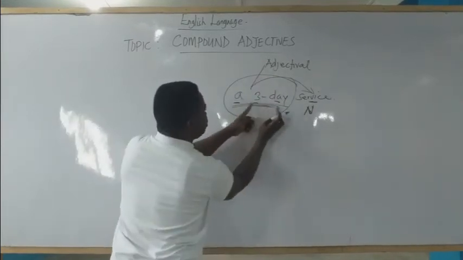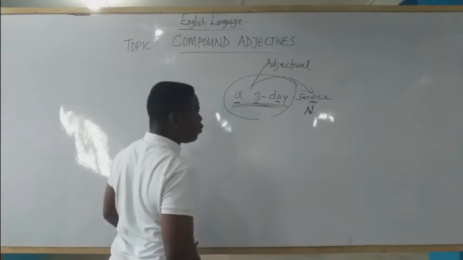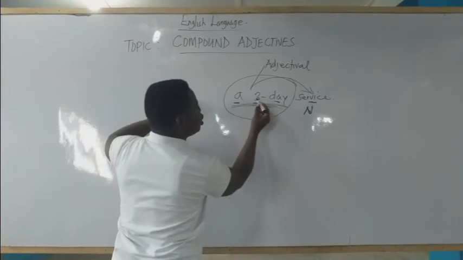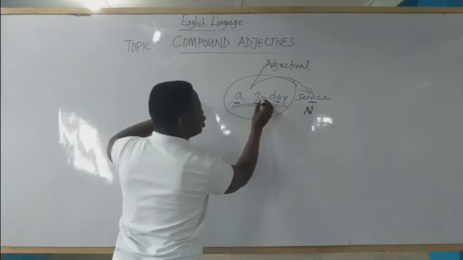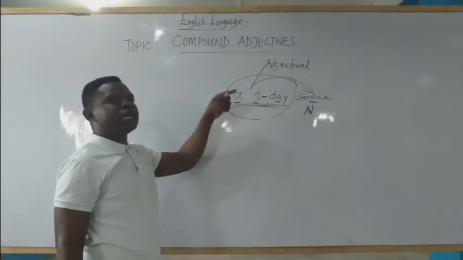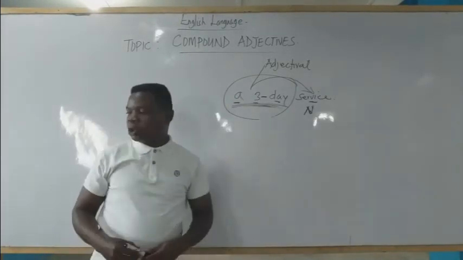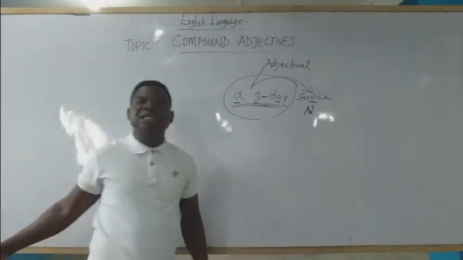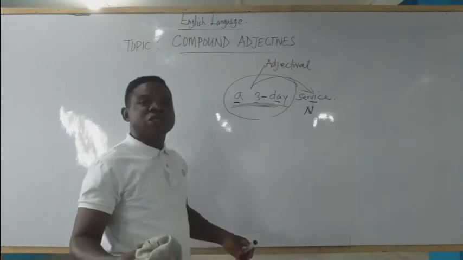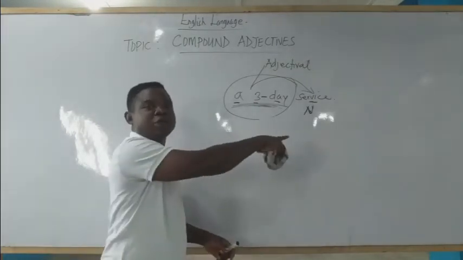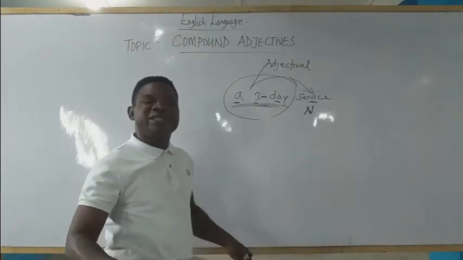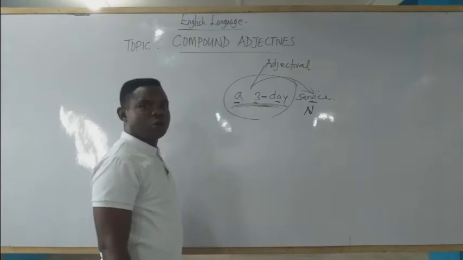But look at the formation. This adjective is compound in form. Why? We have an article, a numeral, and day. And between the numeral and the nominal, there is a sign here, which is a hyphen. So this is called compound adjectival formation. And that is what our topic centers on today: how to form compound adjectives in English, and how to ensure the orderly arrangement of those words to reflect grammaticality or correctness in your expression.